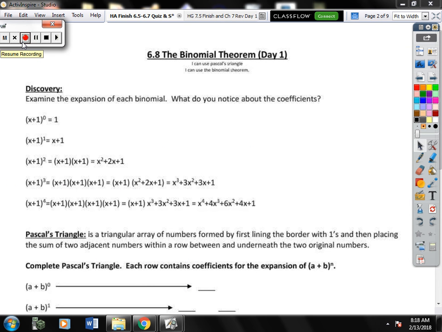We're going to finish up chapter 6. We have 2 sections, well, 1 section left, but 2 days on it, 6.8 day 1 and 2. This will be looking at how you can expand binomials without having to FOIL a ridiculous amount of times. It's a shortcut. One way will be Pascal's triangle, which we'll learn today, and then the other will be the binomial theorem, which we'll learn tomorrow.